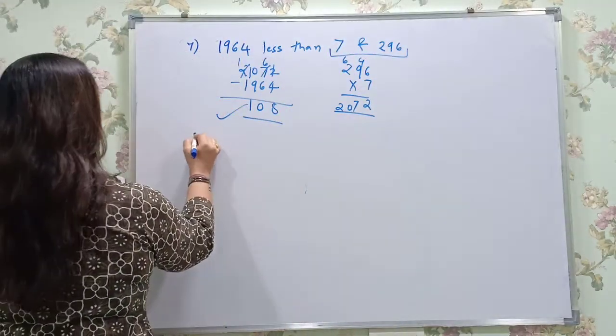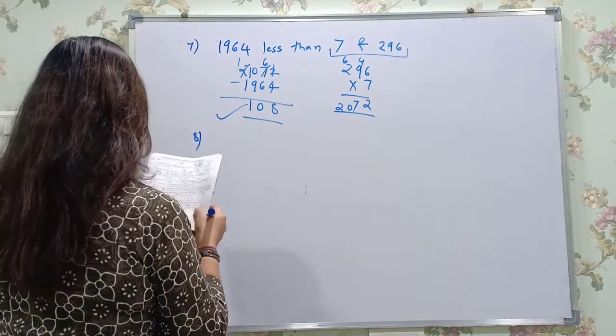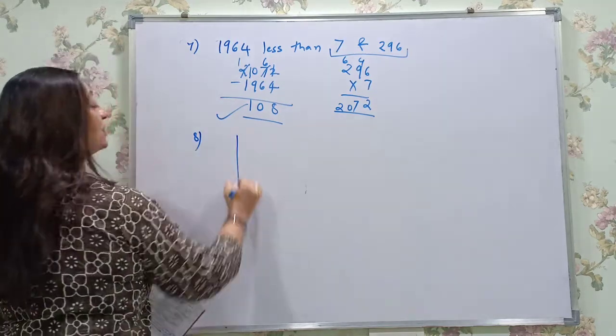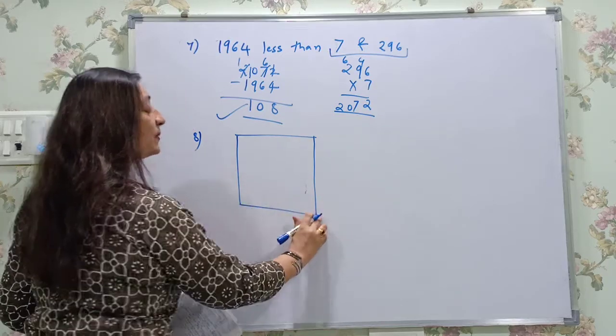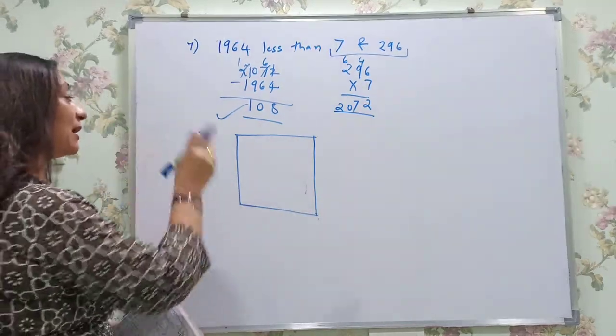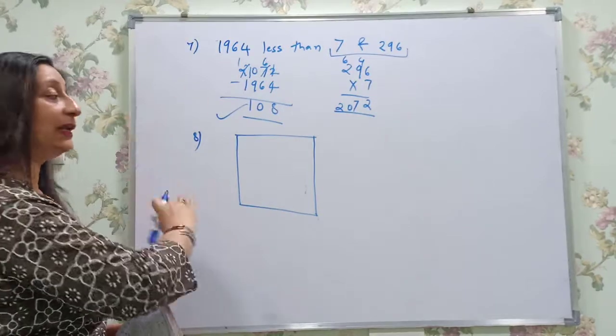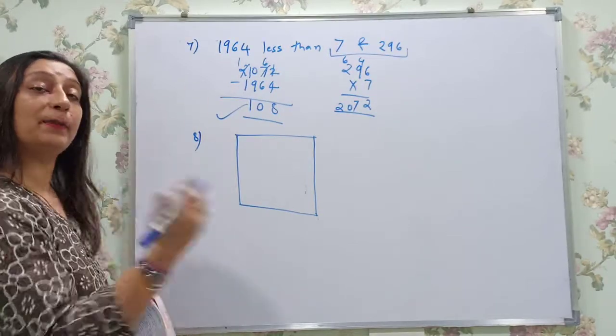Right? Sum number 8. A square has how many axes of symmetry? Now kids, you remember what is axis of symmetry? Axis of symmetry is the line that cuts the figure exactly into two equal parts.